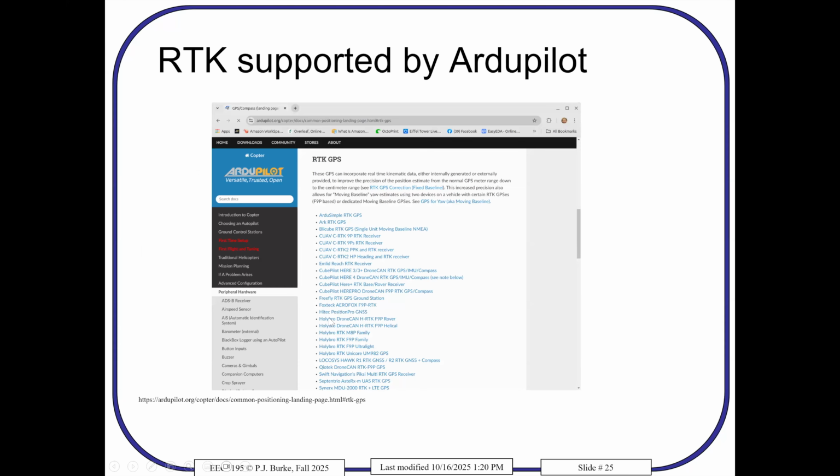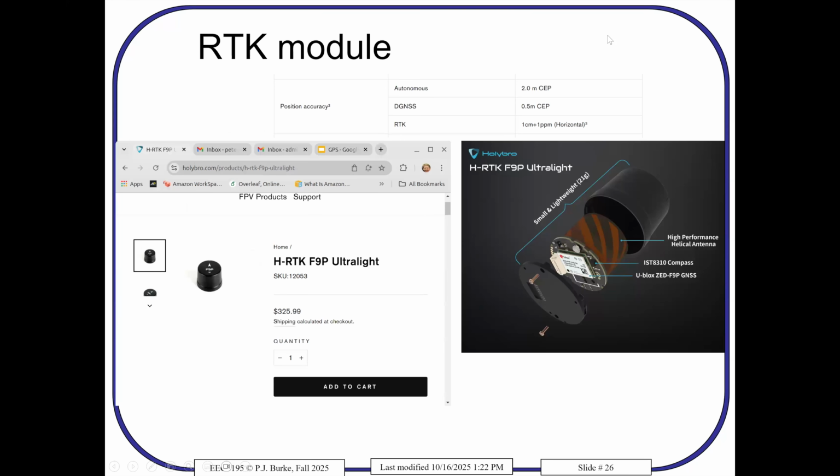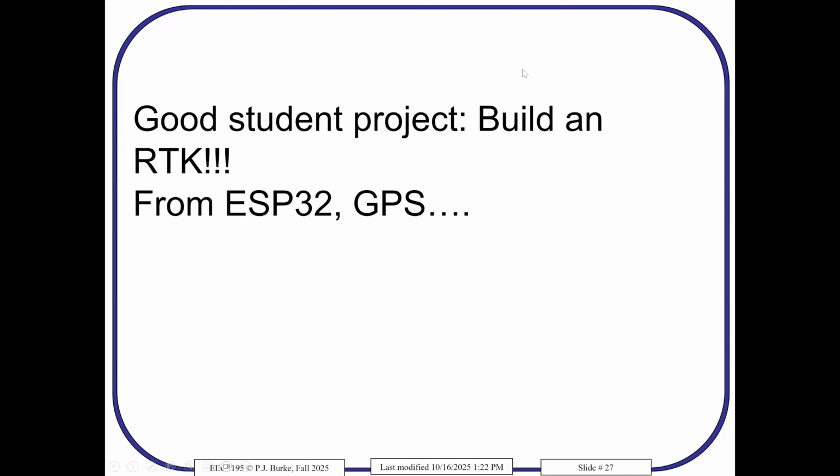There's a lot of RTK modules that you can get. The reason we don't do it in this class is that they're heavy and expensive. But if somebody wants to try it, they're getting them down now. This one says it's 21 grams, so that's light enough. We could easily handle another 100 or 150 grams. But it's $300, so it's a little bit out of the price range for you. If anybody wants to, you can buy it and put it on your drone, and it should work. ArduPilot will support it. Or build your own. That would be a good student project.